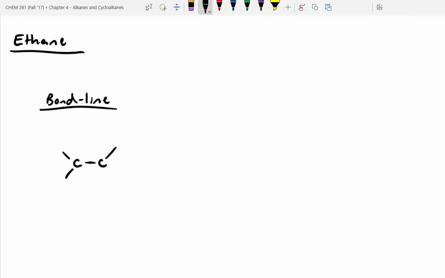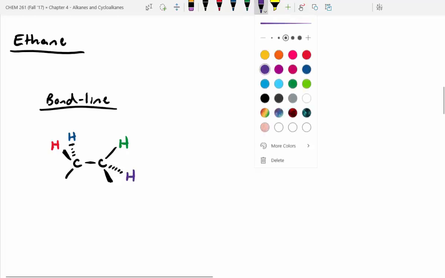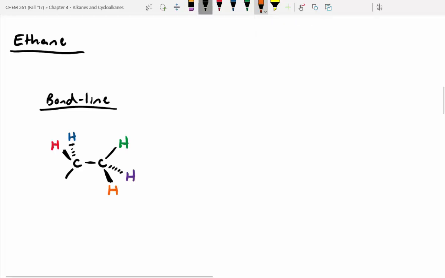I'm going to show my sigma bond network with all black. But I'm going to color code my protons this time. Okay, so arbitrarily I'm going to pick red, blue, green, purple, what should I do? Orange? All right. And then last but not least, I'll do black over here. So now we've color-coded all our protons differently, right?